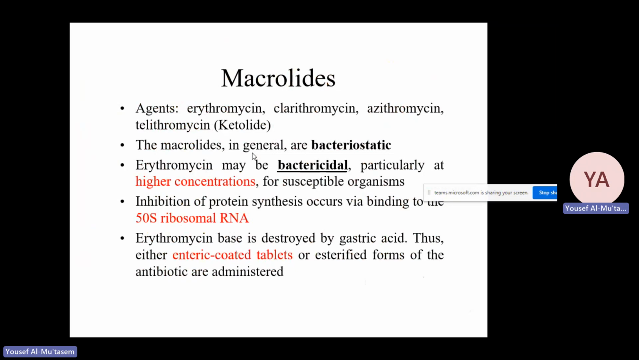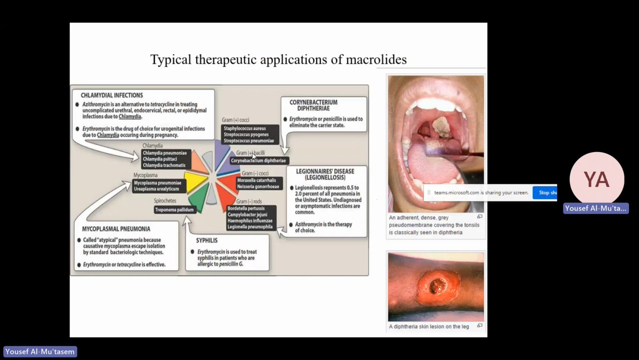Also, they are very well known to be used in pneumonia, Legionella, Mycoplasma infection, chlamydial urethritis, the one we talked about when we discussed the tetracycline, in addition to spirochetes, syphilis, Treponema pallidum, and diphtheria, Corynebacterium gram-positive bacilli. They have a very wide range of activity and a very wide range of uses because of their spectrum of activity. And this summarizes their activities.